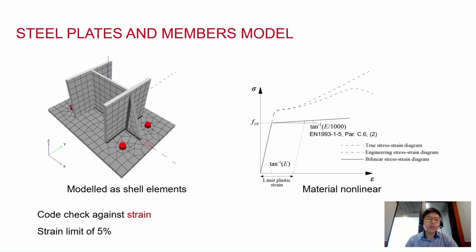So for the first component, we have steel plates and members here. Basically, all the steel plates and members will be modeled as shell elements, as you can see here, and they will have a non-linear material model with it. After the analysis is run, you will get the strain, and these shell elements will be checked against the strain. And we're using the strain limit of 5%.